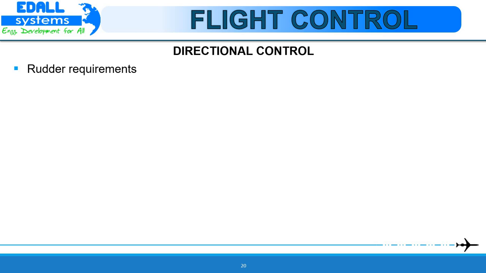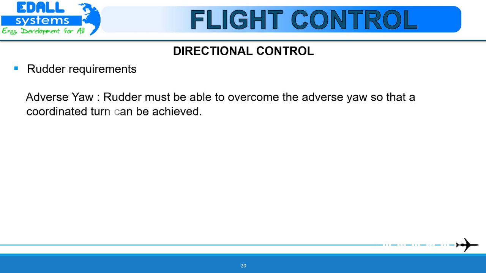Rudder requirement: adverse yaw. When an aeroplane is banked to execute a turning maneuver, the ailerons may create a yawing moment that opposes the turn. The rudder must be able to overcome the adverse yaw so that a coordinated turn can be achieved. The critical condition for adverse yaw occurs when the aeroplane is flying slow.